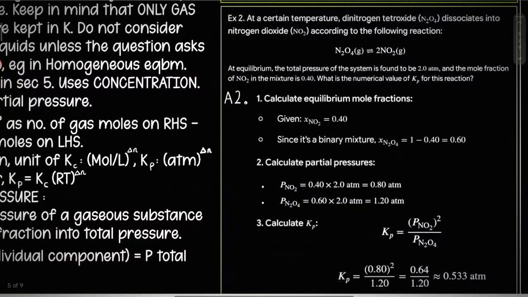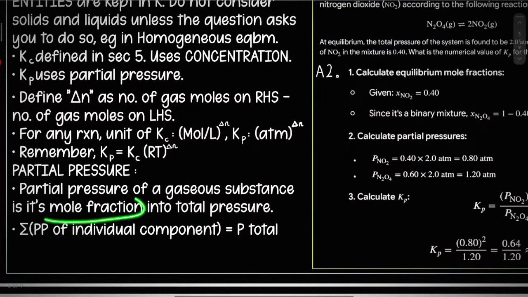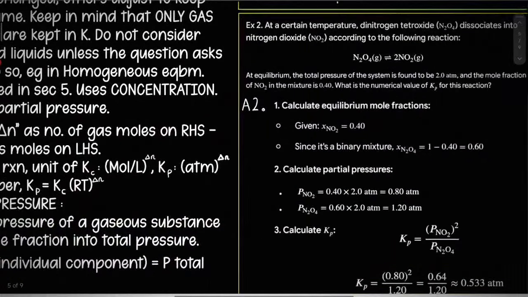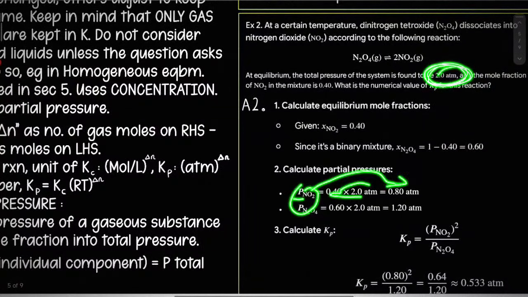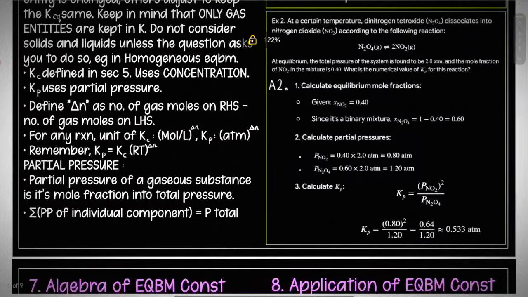First of all, we see the mole fractions. The NO2 mole fraction is given to you. And since there are only two components, if we subtract this mole fraction from 1, we get the mole fraction of the other one, basically N2O4. And how do you calculate partial pressure? I just told you, it's mole fraction into total pressure. The total pressure is given to you, 2 atm. So multiplying by the individual mole fractions, we get the partial pressures. And using the expression that I just talked about, we can calculate Kp easily.